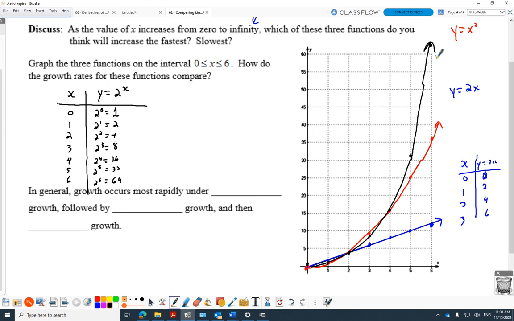Answer the questions, finish the lesson. In general, growth occurs more rapidly under exponential growth, followed by quadratic growth, then linear growth. And why does it say in general? Because look at, if I just look up till x equals 3, I might not have noticed the difference between the two of them. It's not until time passes that you notice how crazy exponential growth is.